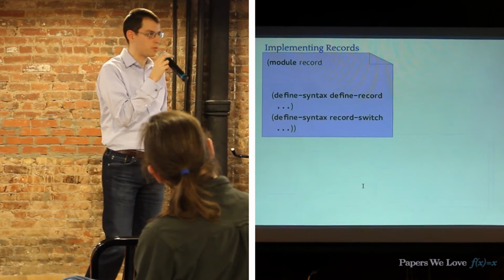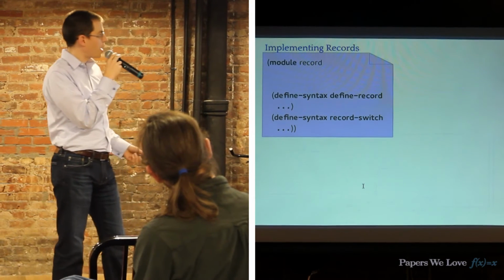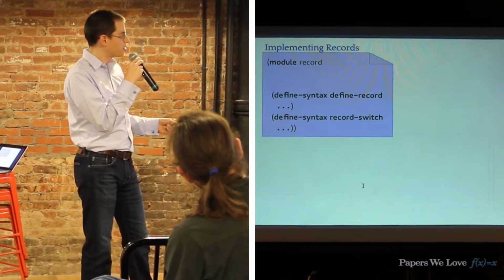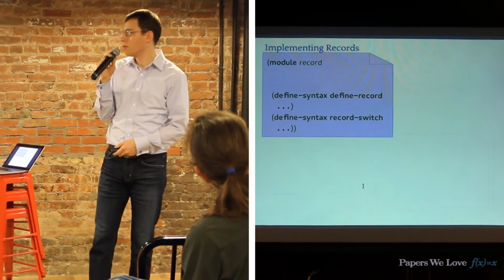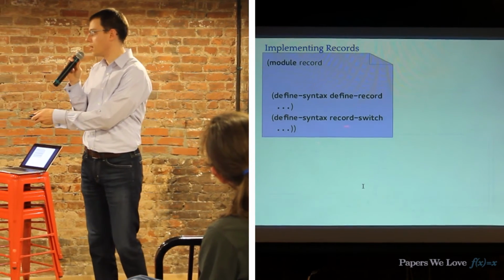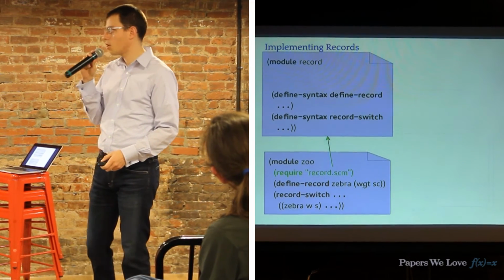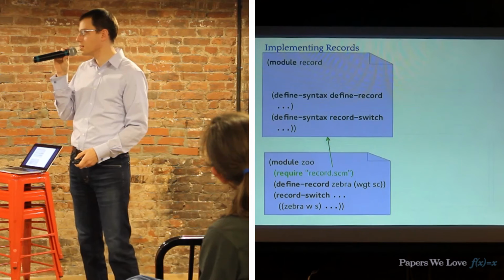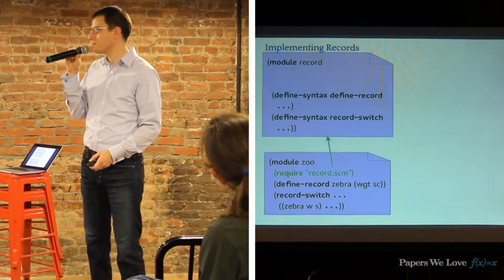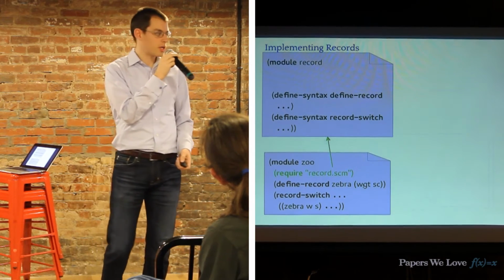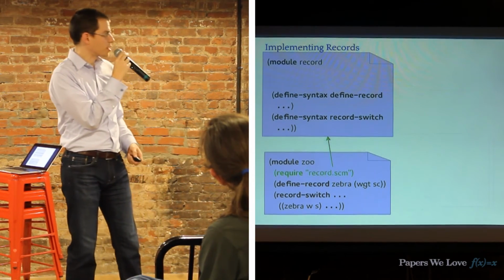So let's see how this would work. We've got a macro definition for defining records. We've got a macro definition for record-switch, our pattern matching form. And our zoo module, which is going to define zebras, is going to have a require that says we're going to use all of these things at runtime.